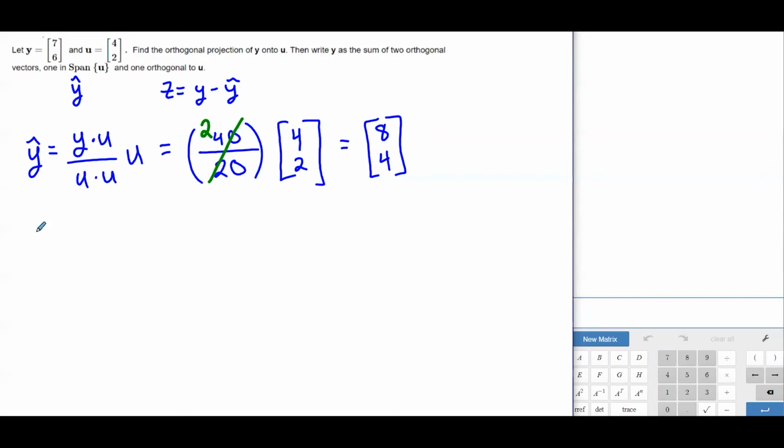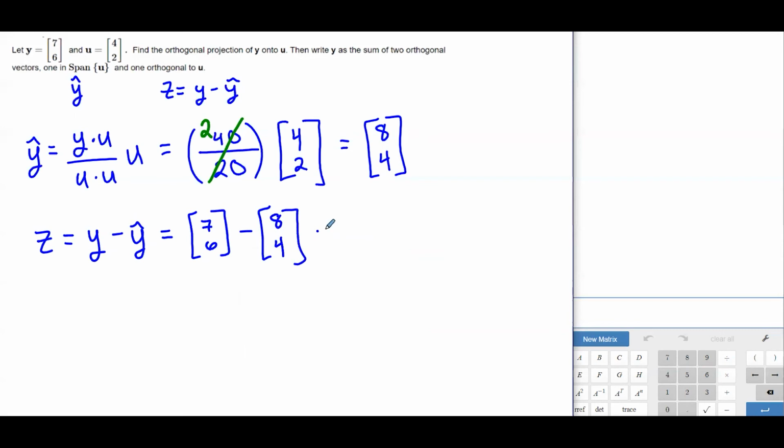So now we need to find the vector orthogonal. So z is just y minus y hat, the vector y minus the orthogonal projection. That gives us negative 1, 2. So we're getting z by using y and y hat.